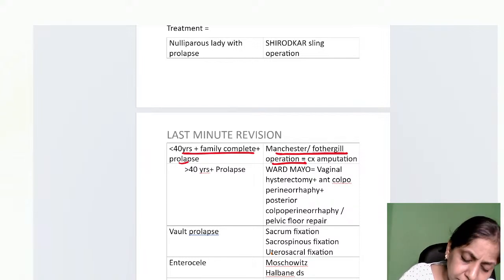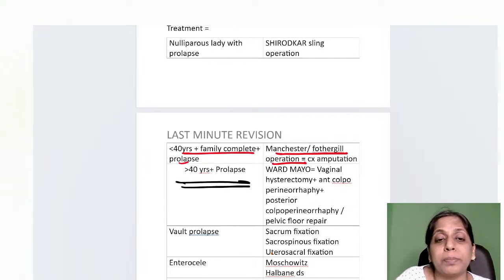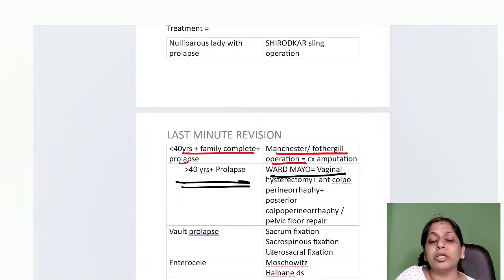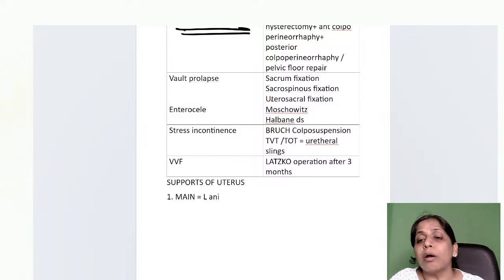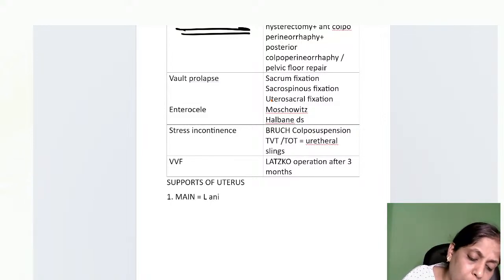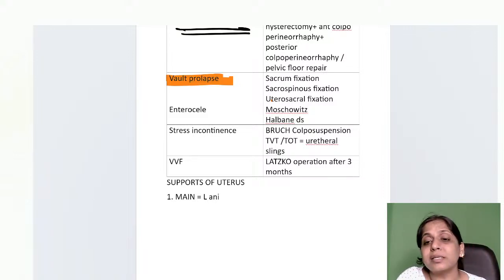If the patient's age is more than 40 years plus prolapse is present, of course now you can remove the uterus. So the operation which is removing the uterus, vaginal hysterectomy plus pelvic floor repair, is known as Ward Mayo. Vault prolapse is after the surgery or removal of the uterus, the leftover part of the vagina is also coming down.